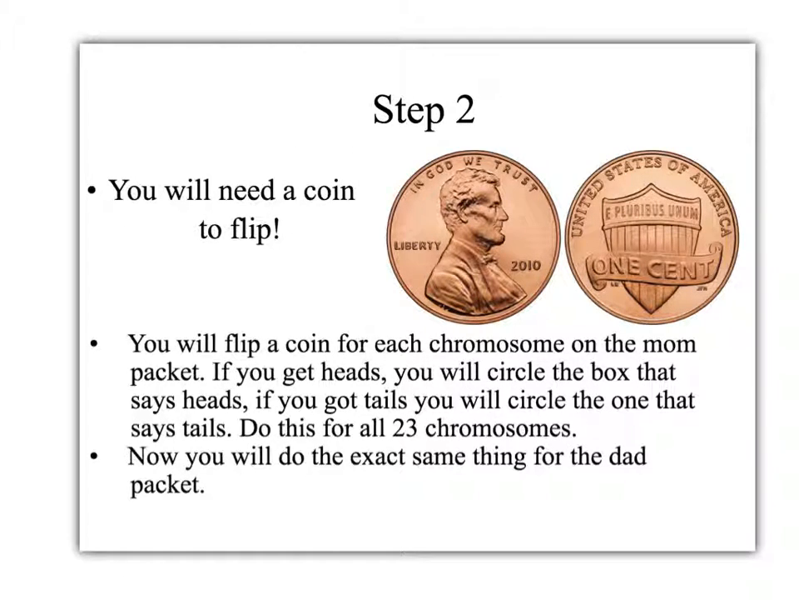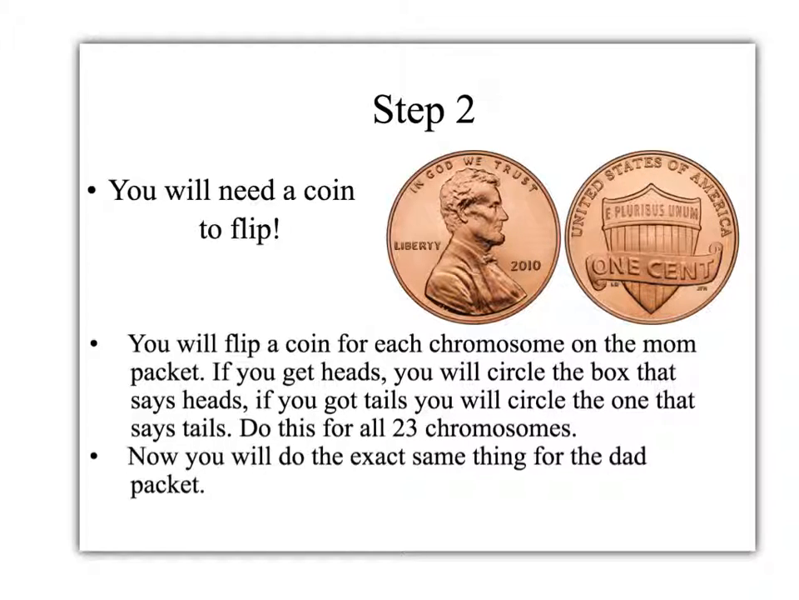Okay, so for the next step, you're going to need a coin. You can use any coin. We used pennies in class. And what we're going to do with these is we're going to flip the coins and decide what trait is going to be passed down. So you'll flip the coin for each chromosome on the mom packet. And if you get heads, you will circle the box that says heads. And if you get tails, you will circle the box that says tails. And you're going to do this for each of the 23 chromosomes. So go ahead and just start with the mom packet, and then you can move on to the dad packet, and you'll do the exact same thing.